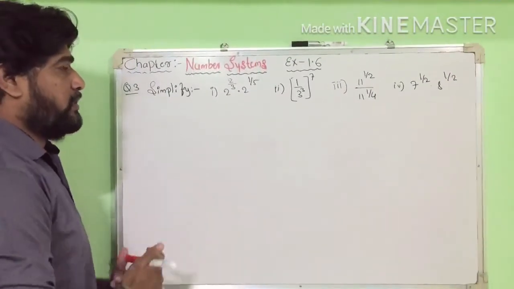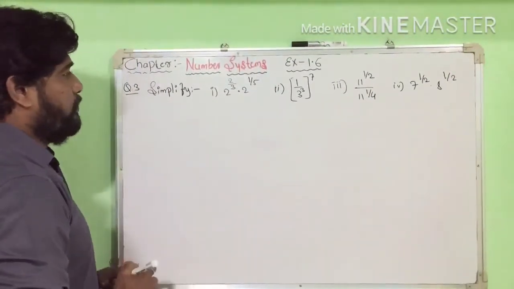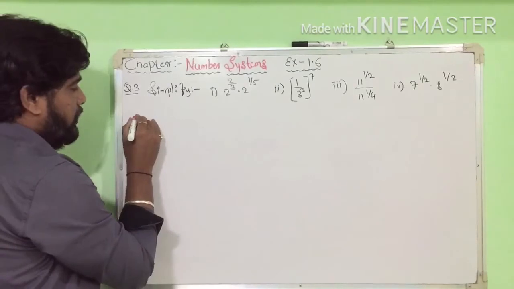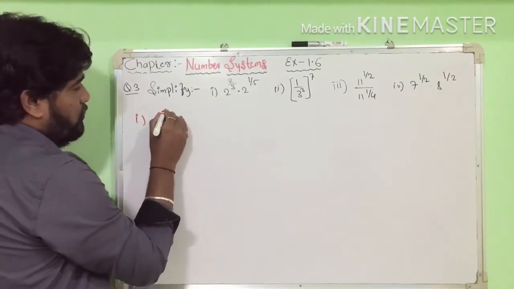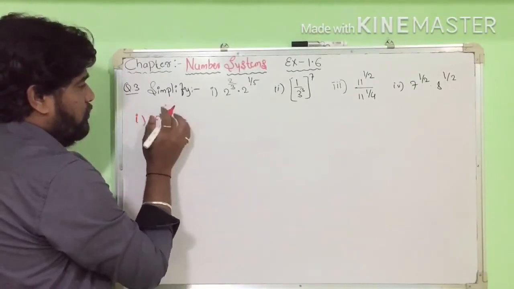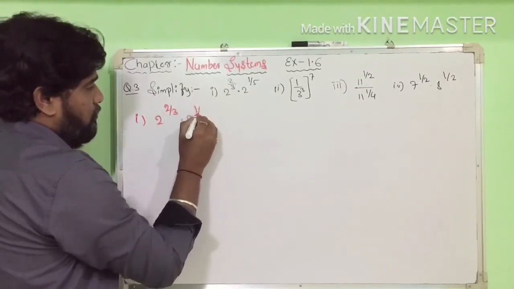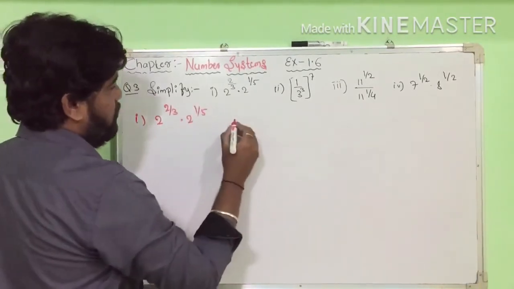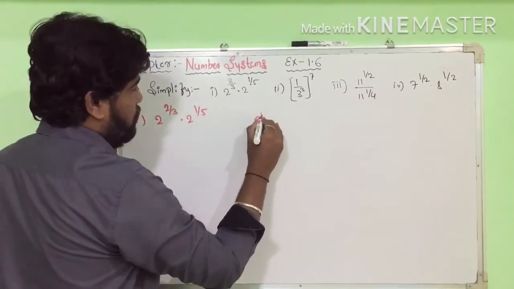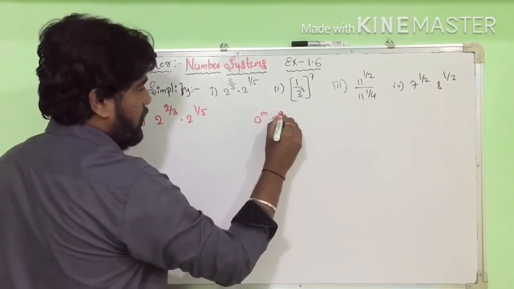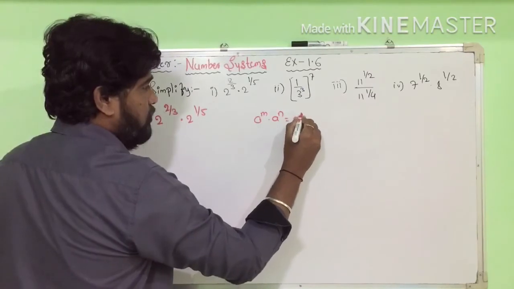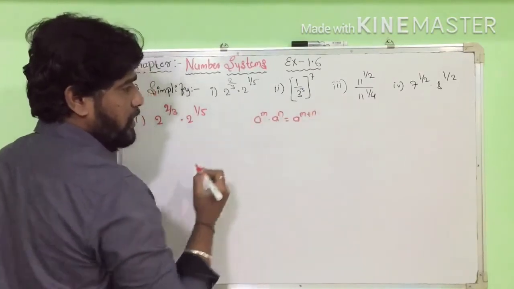Well students, this exercise is the last one. Third one, simplify. So first one they given here 2 raised to 2 by 3 and 2 raised to 1 by 5. So it is in the form of a raised to m into a raised to n. So we can write a raised to m plus n, right?